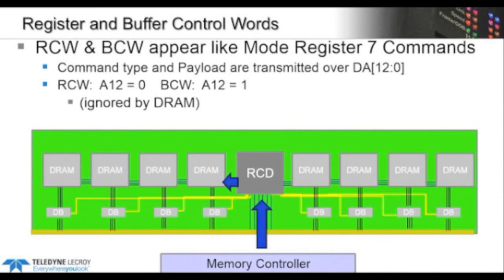But during initialization, when the host is programming the LRDIMMs, it will send this mode register 7. This MR7 is not considered a normal mode register. With LRDIMM, it becomes a register or a data buffer command. It's always sent to chip select 0, and if the address bit 12 is 0, it's routed to the RCD. If the address bit 12 is 1, it's routed to the data buffer over the BCOM bus.